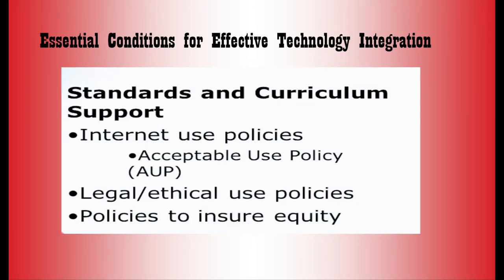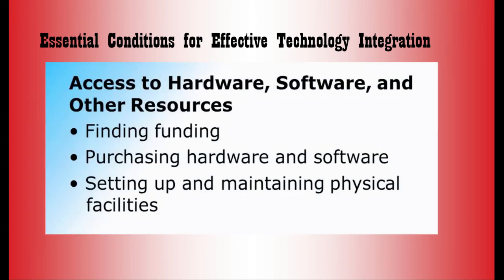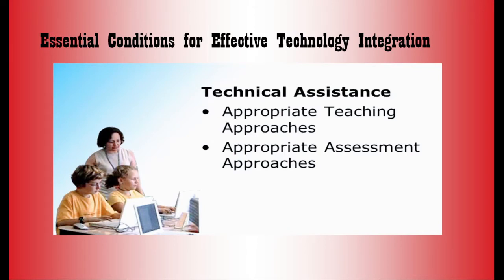We have 4 policies to support standards and curriculum. First, internet use policies. Second, acceptable use policy, or AUP. Third, legal and ethical use policies. And the fourth, policies to ensure equity. To have access to hardware, software, and other resources, we have to find funding, purchase hardware and software, and set up and maintain physical facilities. In technical assistance, first, we need appropriate teaching approaches, and second, appropriate assessment approaches.